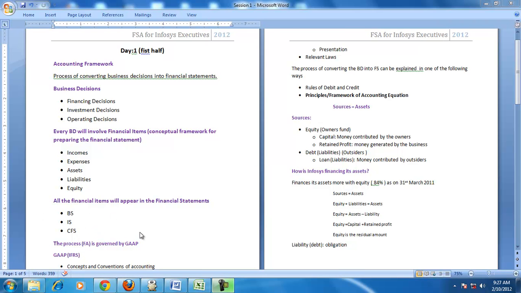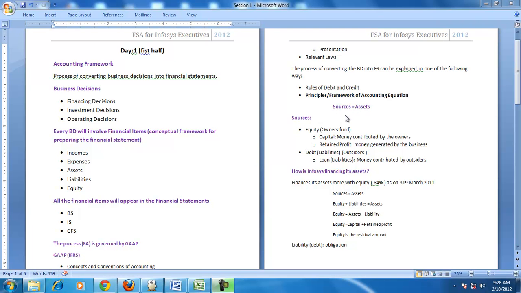And this process is governed by the generally accepted accounting principles, which consist of accounting standards. And over a period of time we may see convergence of all the domestic GAAPs into the international financial reporting standards. And this process can be captured very nicely through the accounting framework called the accounting equation. The accounting equation says the sources are equal to assets, and our focus was on the sources.